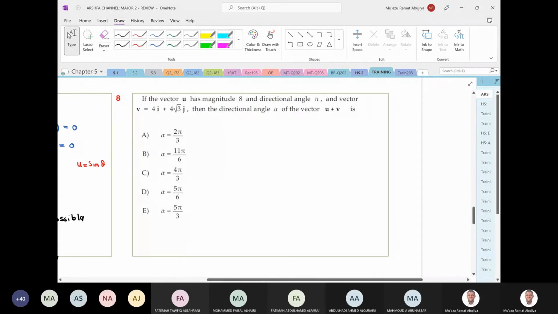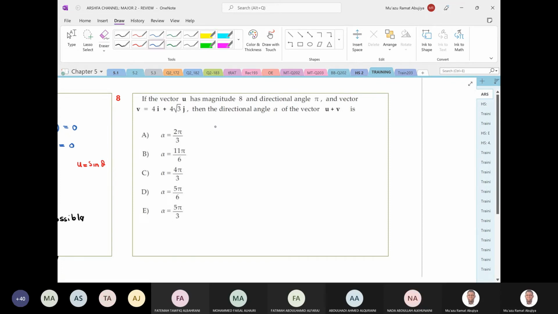Here it says, if the vector u has magnitude 8 and directional angle to be equal to pi. This is a question from section 9.1. And the vector v is given. Then the directional angle alpha of the vector u plus v is equal to what? So let us start with vector u.